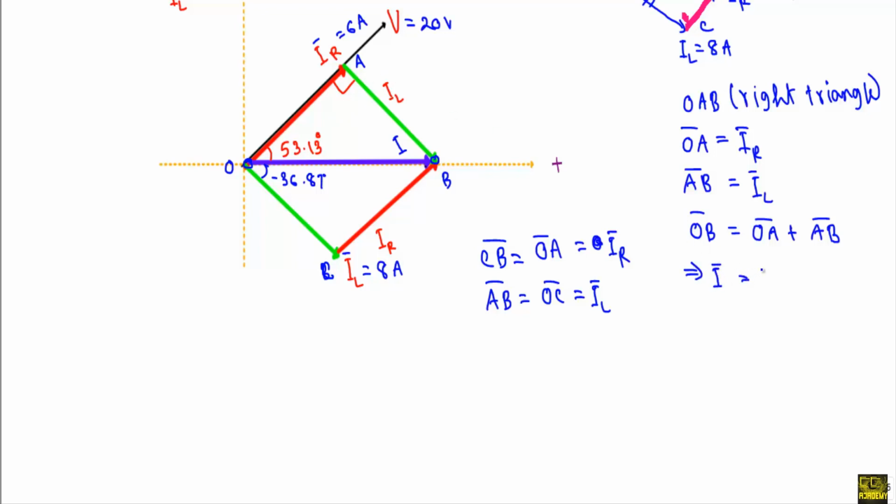This OA is current through the resistor IR. This AB is the current through the inductor IL. Therefore, you will see I is equal to IR plus IL. See, we are using this OAB right triangle using the current IR, IL and I. Therefore, this OAB will indicate a current triangle.